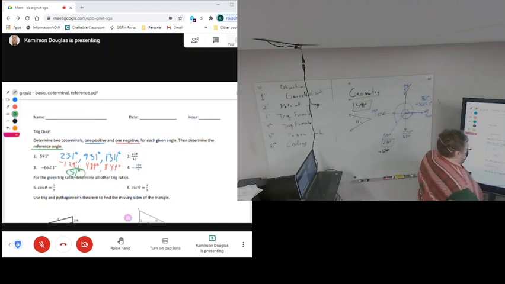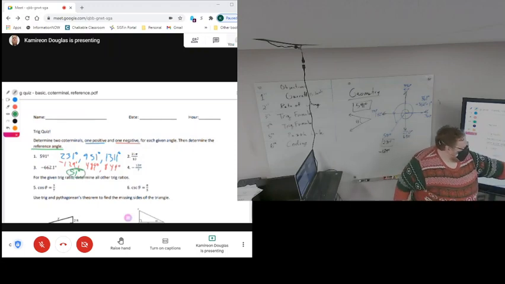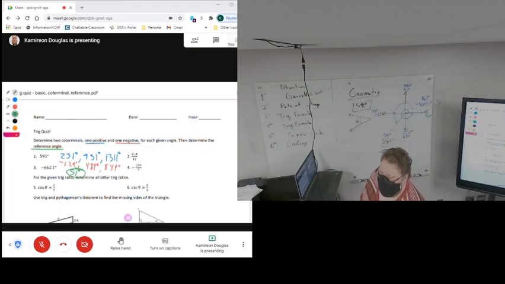That is the only acceptable solution. So any of the blue angles, any of the red angles is acceptable. 51 is the only acceptable reference angle. It's the only angle that is in the first quadrant.